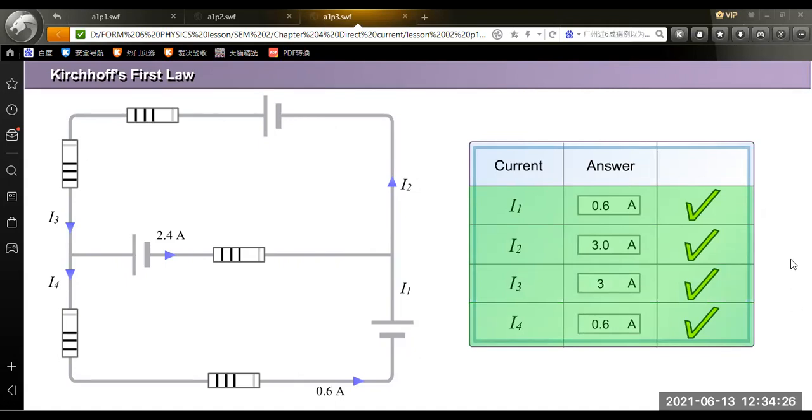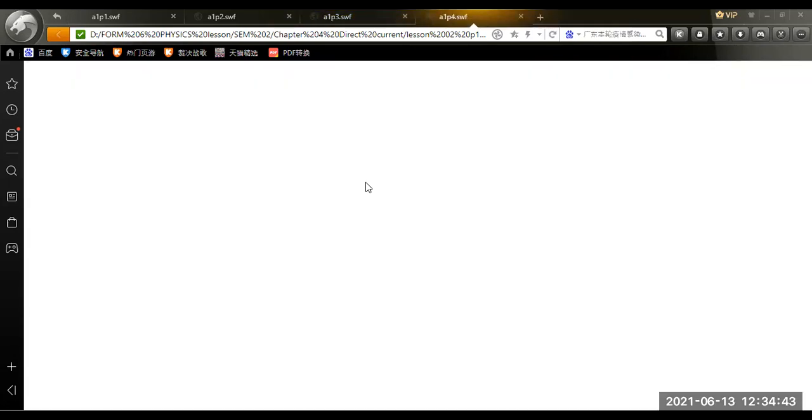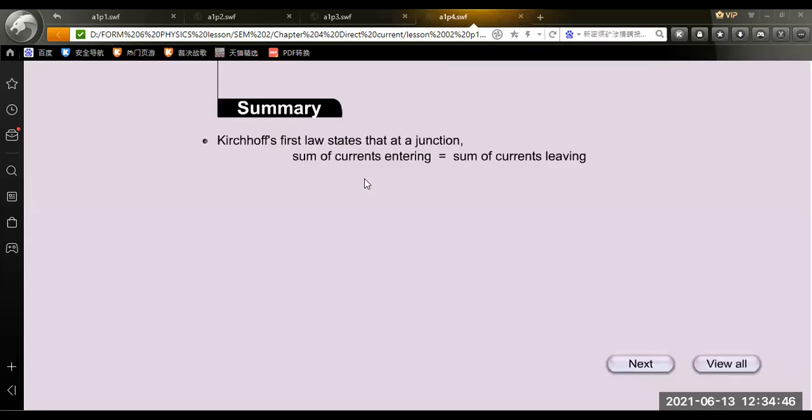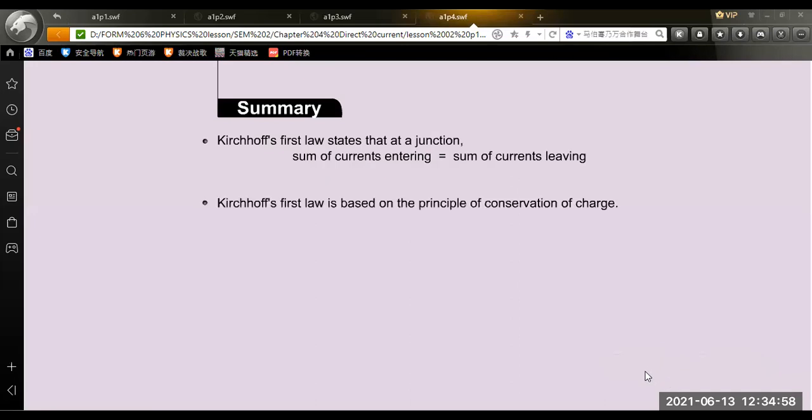Okay, so that means we use Kirchhoff's first law to analyze the current flow in the circuit. So from here, as a conclusion, we can say that Kirchhoff's first law states that at a junction, the sum of the currents entering will be equal to the sum of the currents leaving. Kirchhoff's first law is based on the principle of conservation of charge. Okay. Next.